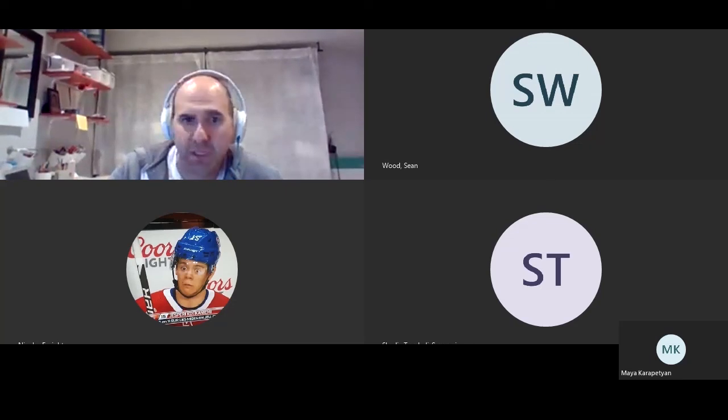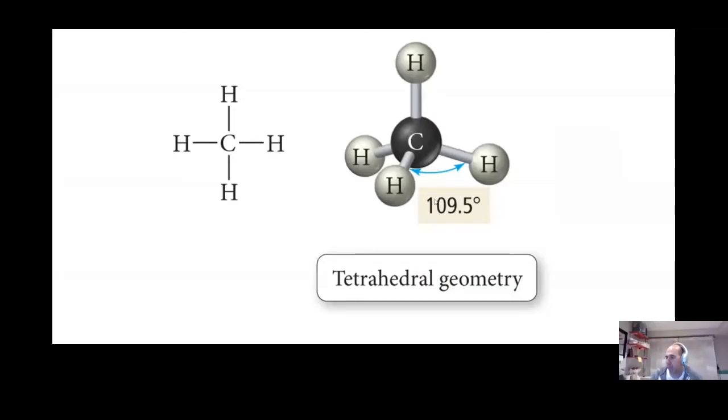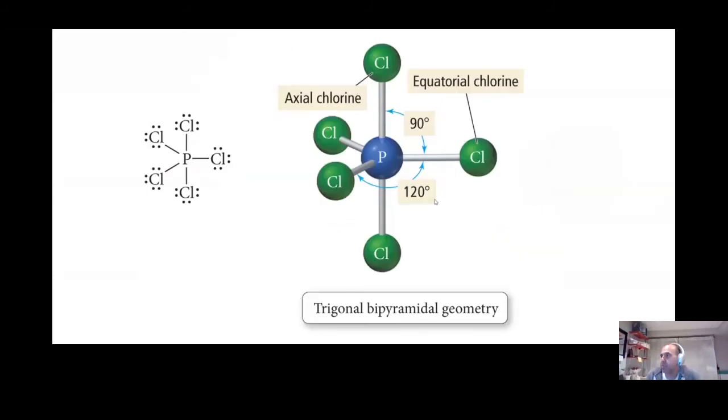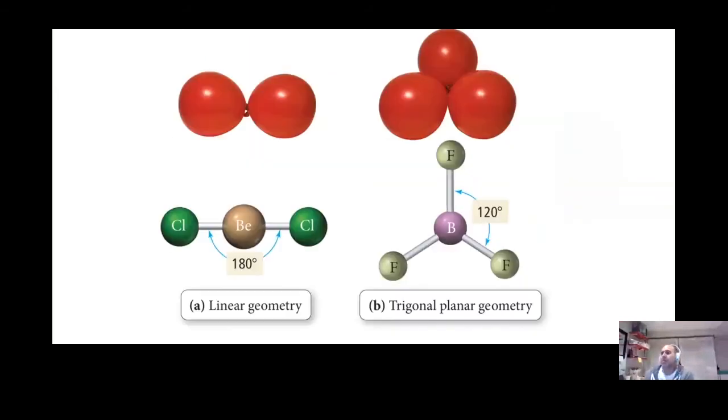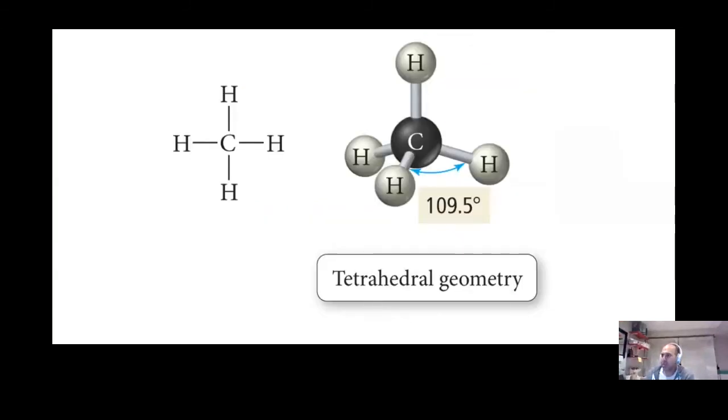All right. So this is where we ended up last time, talking about a tetrahedron. Now, I'm just going to go through a few of the other basic shapes. So we saw linear, trigonal planar, tetrahedral.